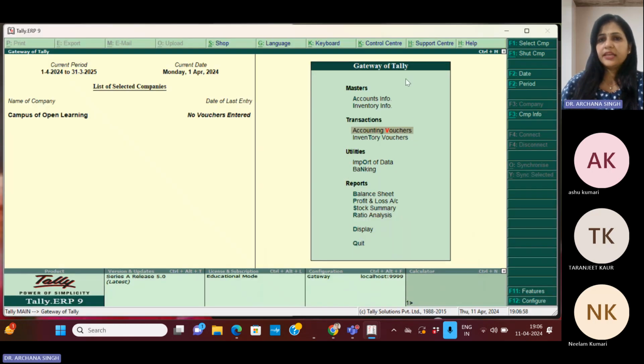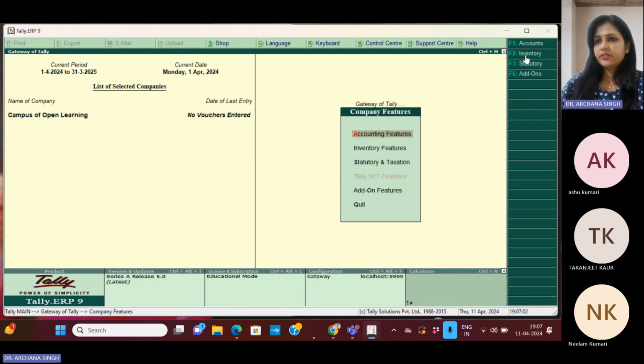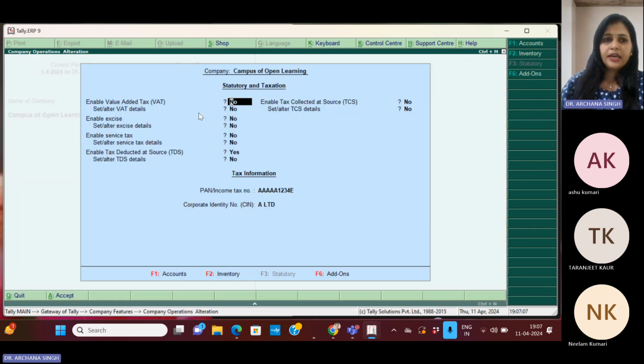Gateway of Tally. Then you have to select the features. In that features, there are accounts, inventory, statutory, and add-ons. There you have to select statutory. And here these options are available. Enable value-added tax, set or alter VAT details. Then enable excise, set or alter the excise details. If you want, then make this option yes. And then enable service tax, set or alter service tax details. Enable tax deducted at source and set or alter TDS. Enable tax collected at source, set or alter TCS details.